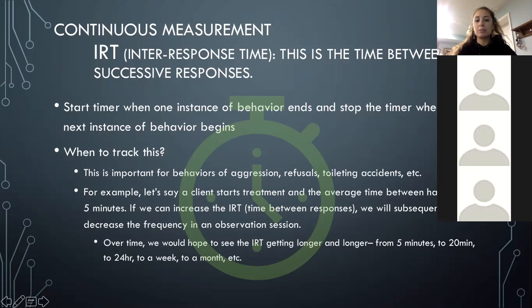So inter-response time is really important when you're trying to increase the time between responses, like maybe maladaptive behaviors, or even the time between accidents, like voiding in our pants. Or maybe we're trying to decrease the inter-response time. Maybe we need a behavior to occur more often, such as initiating conversations with peers, or spontaneously manding to use the bathroom, or things like that. So it's just a way to measure if behaviors are getting farther apart or closer together.